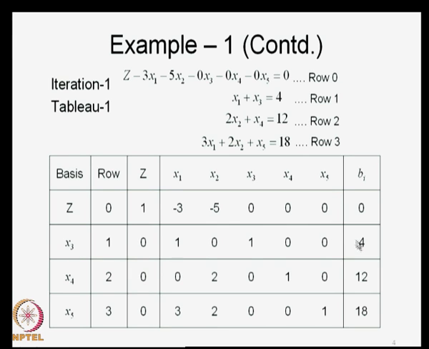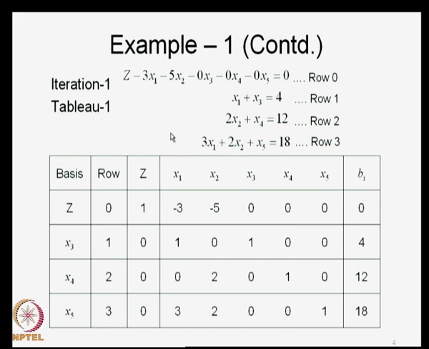Why will x3 be equal to 4? You look at this, we have set x1 is equal to 0, therefore, x3 will be equal to 4. We have set x1 equal to 0, x2 equal to 0, therefore, x4 is equal to 12 and so on. So, this is how you read the solutions in any of the Tableau. From the basis you pick up the variable and from the right hand side you pick up the associated value.